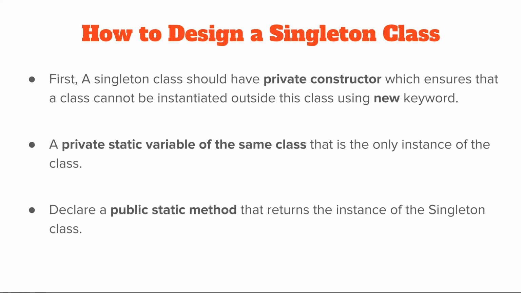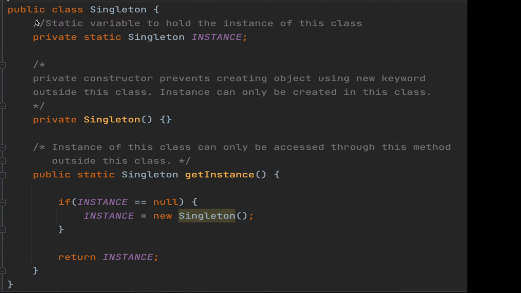So let's see its code. Here I have created a singleton class, and in this class first I have declared a static variable to hold the instance of this class. Then we have made the constructor private, so it prevents creating an object using the new keyword outside this class. So the instance can only be created in this class. Third, we have created a public static method. Any class which needs the instance of this singleton class can call this static method getInstance.